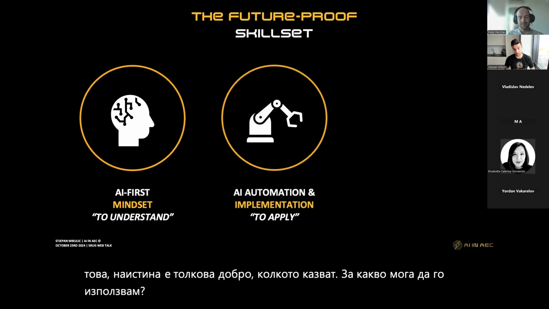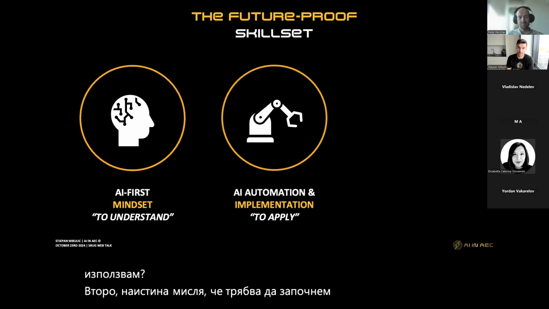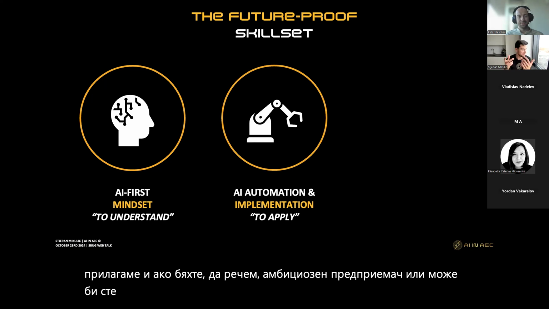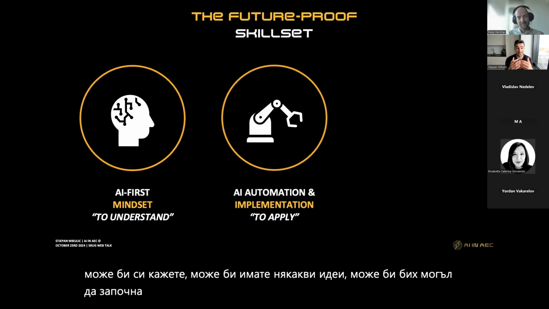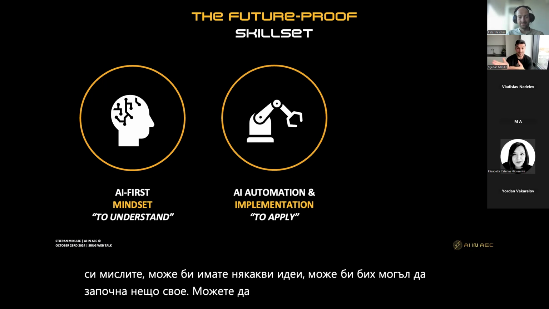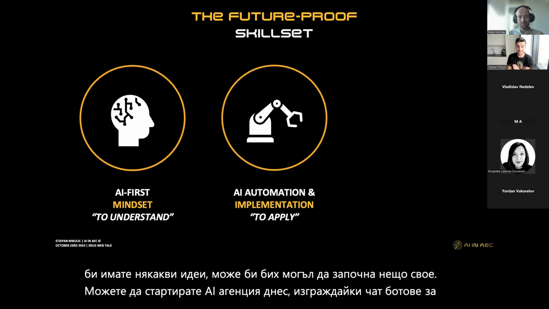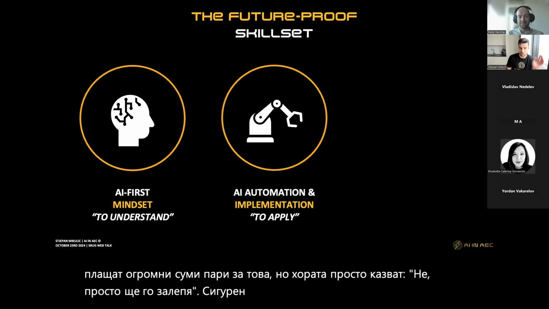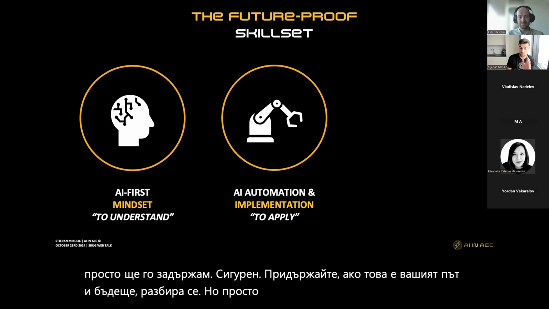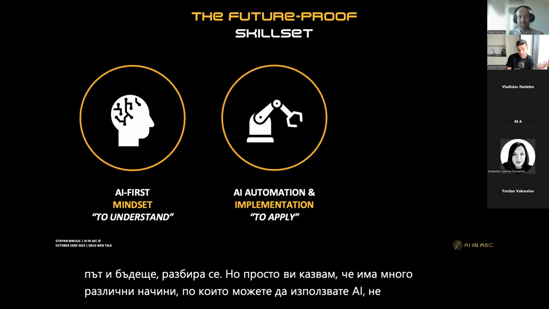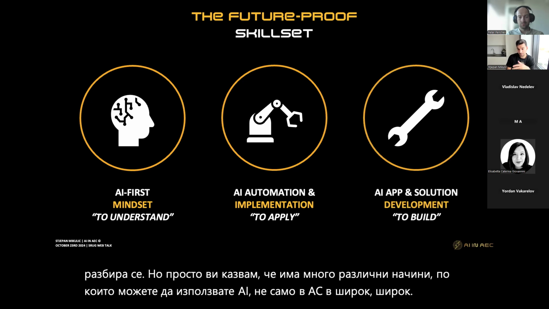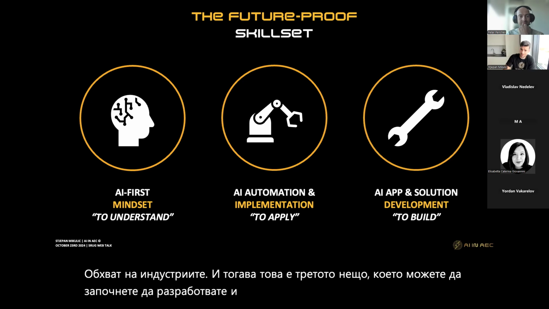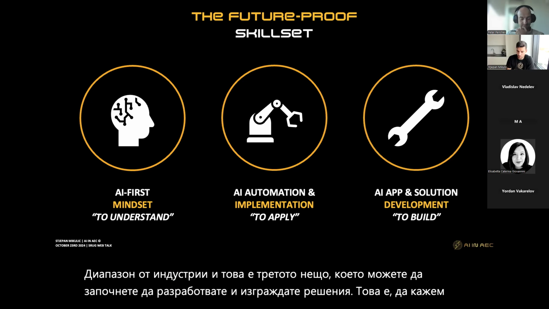Second thing, I really think that we should start applying and implementing this. If you're, let's say, an aspiring entrepreneur, or maybe you have some ideas, maybe I can start something of my own. You can start an AI agency today building chatbots for people, and people are going to pay you massive amounts of money for doing this. But people are just like, no, I'm just going to stick. Sure, stick if that's your path and future, sure. But I'm just telling you, there are many different ways you can use AI, not only in the AEC, in a wide range of industries. And then that's the third thing, you can start developing and building solutions. So all of these three are something I'm doing with my own business as well.